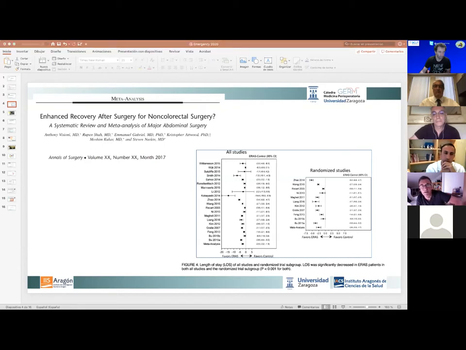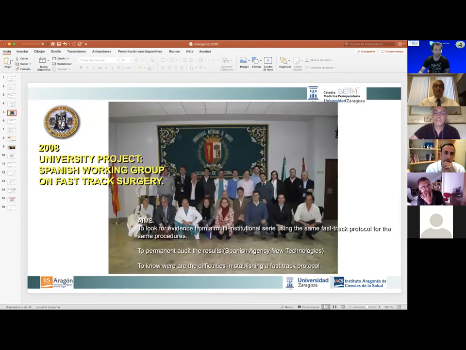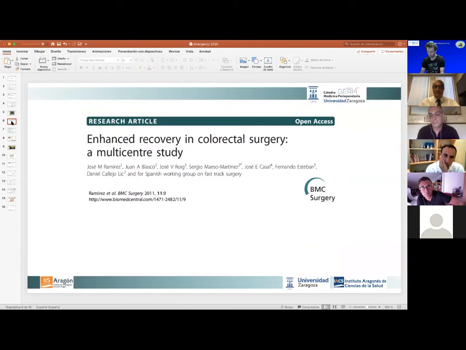In 2008, the Spanish Multimodal Rehabilitation Group was born. The main aim was to adapt the so-called ERAS protocols to our healthcare system. We were a very small group of surgeons, anesthesiologists, and nurses from 9 Spanish hospitals. This is our first publication, our first paper. We published the paper 2 years later.